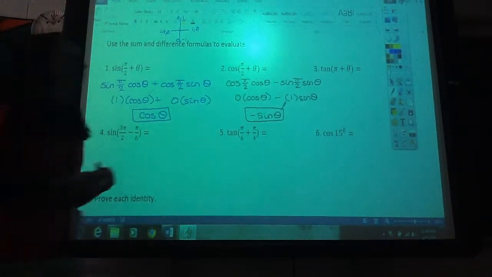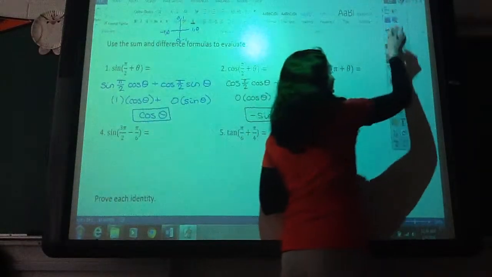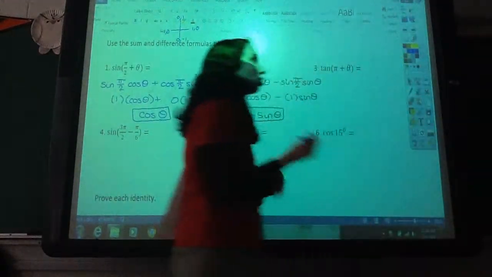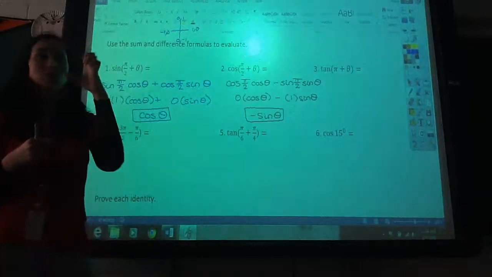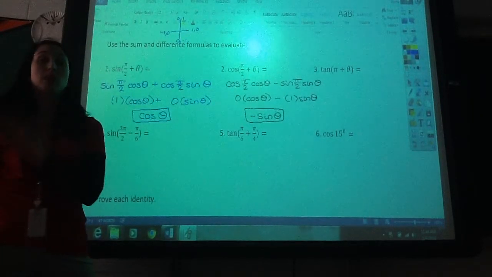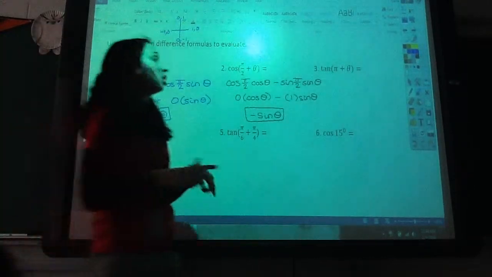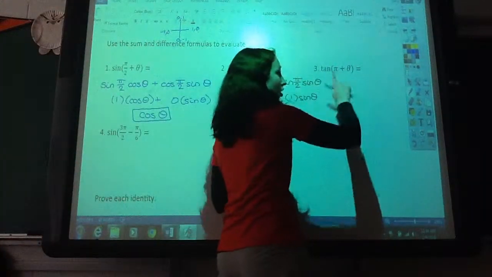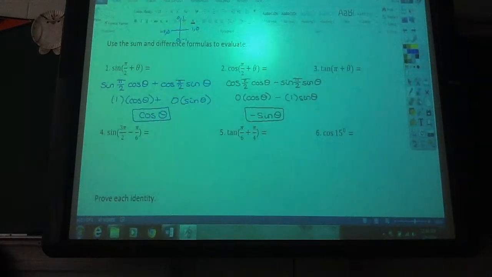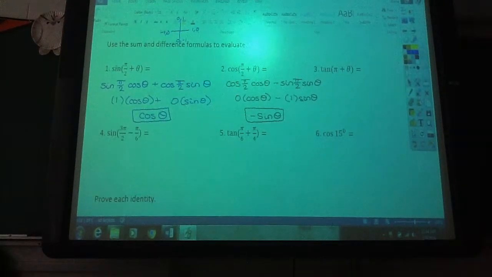How about the last one, using tangent? Anytime you have a tangent sum or difference, you should end up with a fraction to start with. It might simplify and end up being no fraction later on, but you definitely need a fraction to start with. So, how does this look? Tangent pi plus tangent theta.